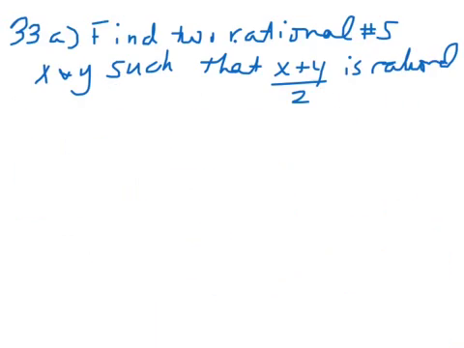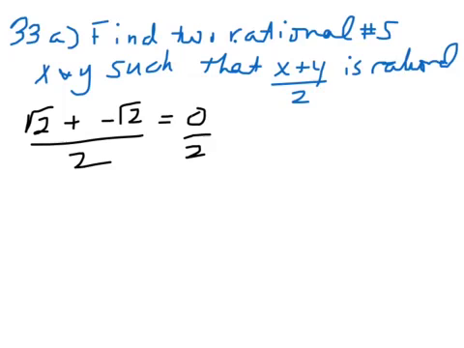All right, 33 is a problem where you're just kind of playing around with numbers. If they want you to find two irrational numbers so that when you add them together, you get a rational number, well, the easiest way to do that is to think about this. Square root of 2 is an irrational number, and negative square root of 2 is an irrational number. If I add those up, I get 0. So if I add them up and then divide by 2, that would be 0, because 0 over 2 is 0. So I could add square root of 2 and negative square root of 2, and I get a rational number. So what this is telling us, it is possible to add 2 irrational numbers and get a rational number, but usually they're opposites, okay?